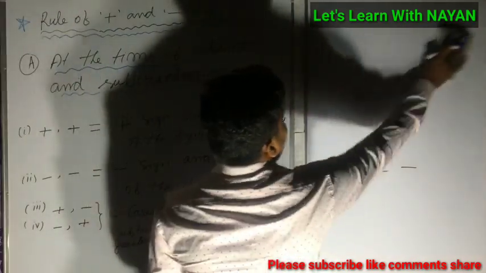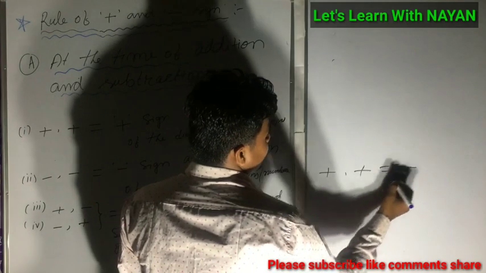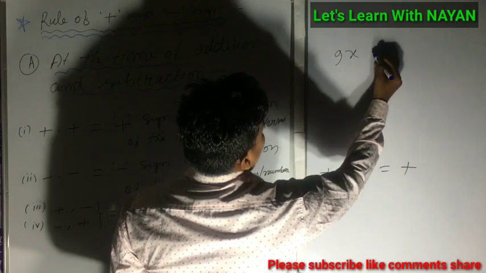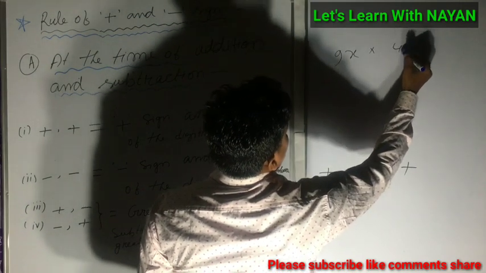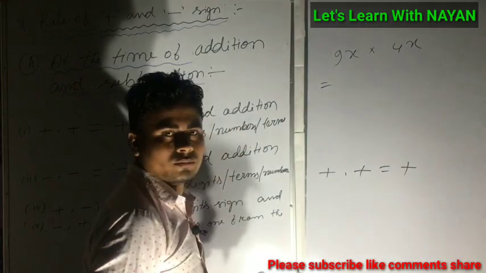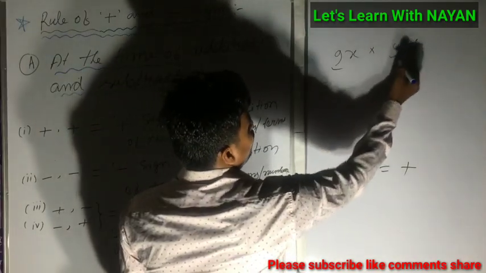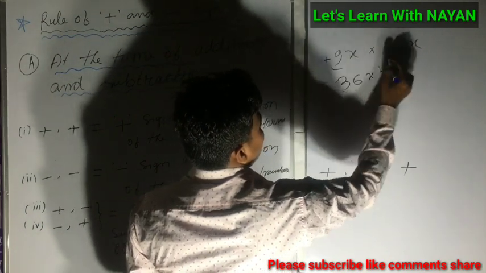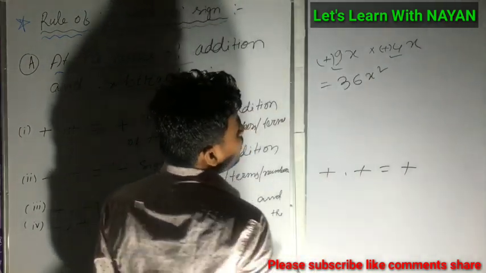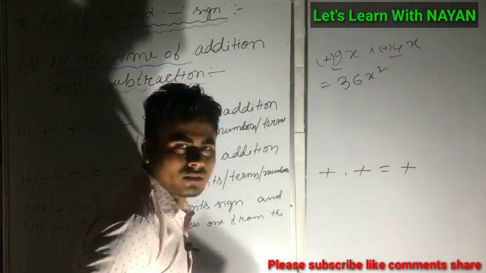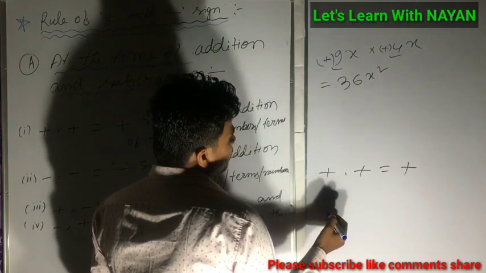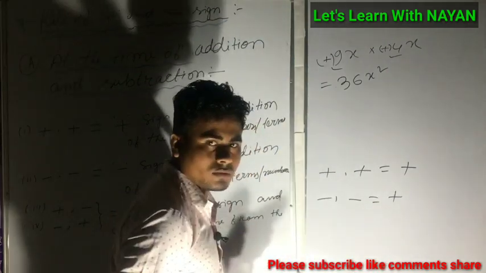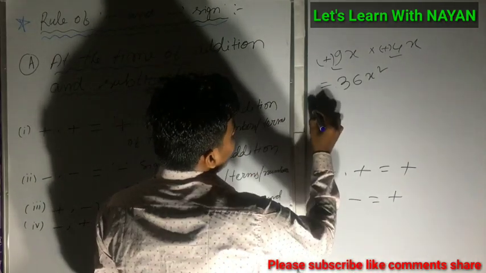Okay, so next one, I am writing plus plus becomes plus, suppose. You can see this 9x into 4x. How will we multiply? 9 into 4 is 36, and x into x is x square. This is plus, this is plus in hidden form. Plus plus becomes plus, no need to write. Okay, next: this minus minus becomes what? Plus.